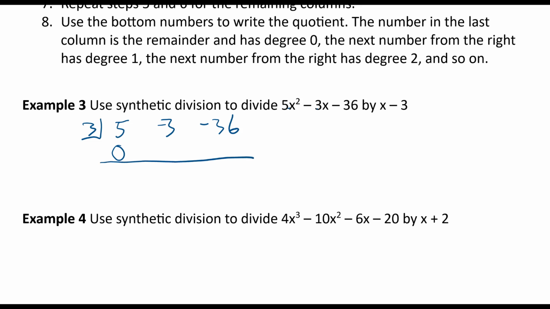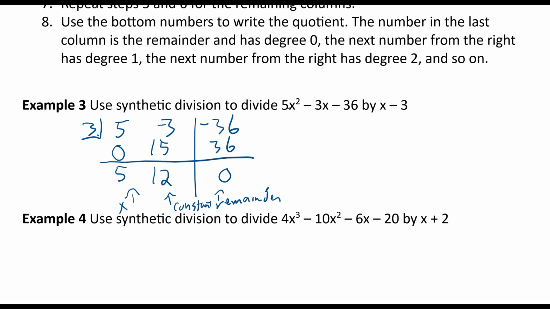We put a 0 under the first thing. And the first term, we just add straight down, we get 5. 3 times 5 is 15. -3 plus 15 is 12. 3 times 12 is 36. -36 plus 36 is 0. So there's your remainder. This is the constant. And this is the x coefficient. So it's just going to be 5x plus 12.